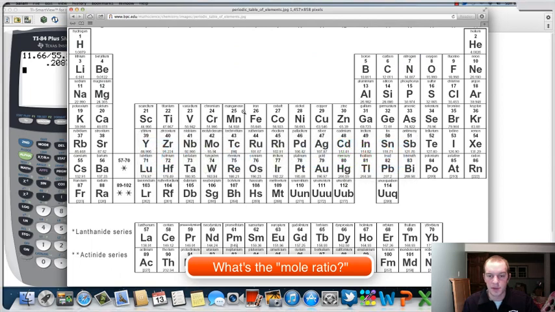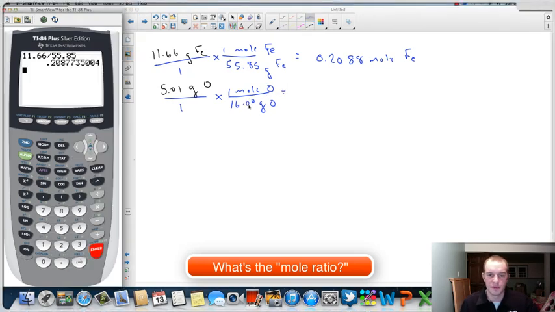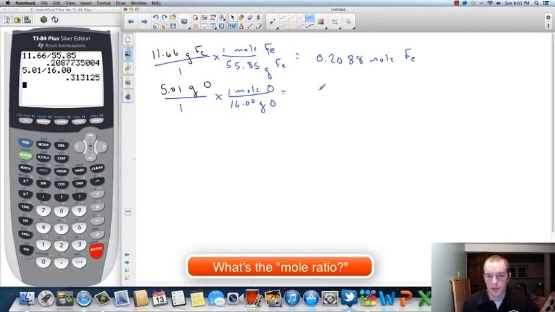Again, we go to the periodic table. You probably have this one memorized right now, but we look at oxygen, 15.999. Come back over here. We can see that it's going to be equal to 16.00 grams of oxygen by the time we round it to our 2 decimal places. Figure out our conversion now, which is going to be 5.01 divided by 16.00, which equals 0.3131. Okay, equals 0.3131 moles of oxygen.